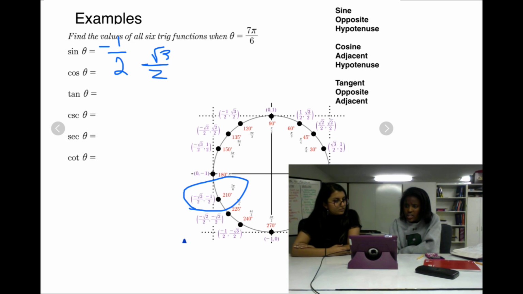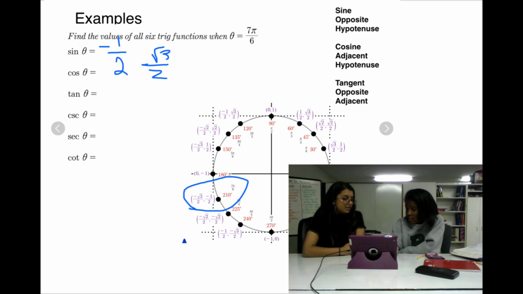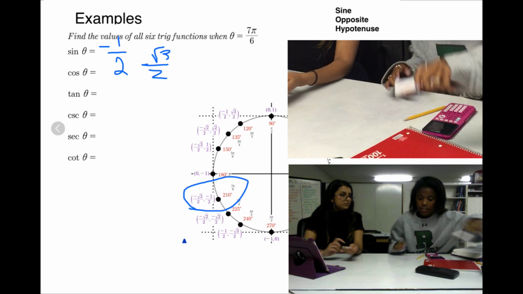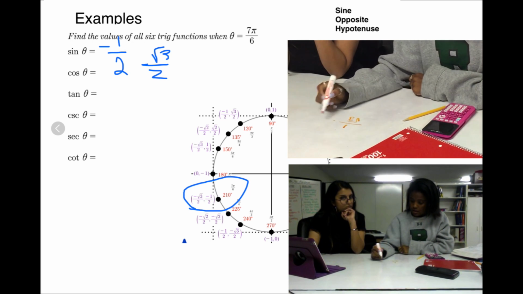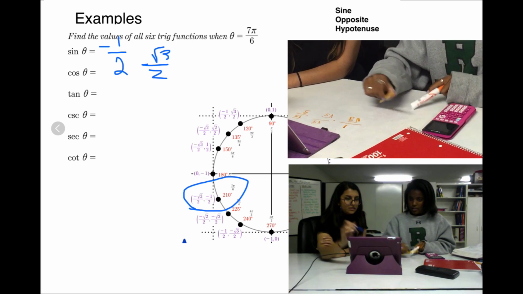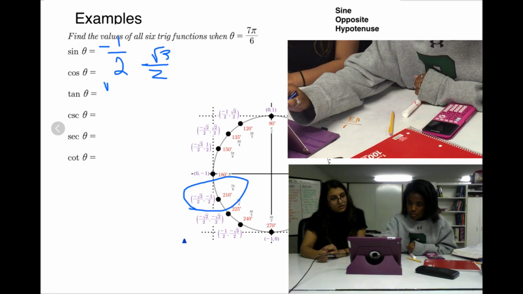But tangent. Tangent is sine over cosine, so it'd be that over that. So what's this going to be when you divide it? Remember, keep, change, flip. You keep the first one. Change. 1 over root 3. But what does that become? You have to rationalize the denominator. So 1 over root 3 times root 3 over root 3, so it's root 3 over 3. Tangent is root 3 over 3.